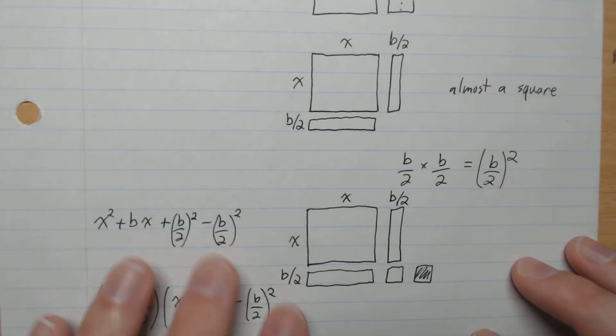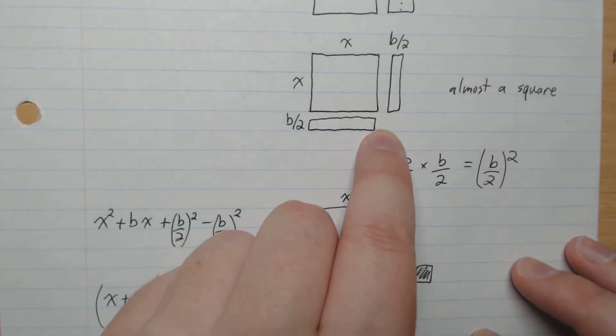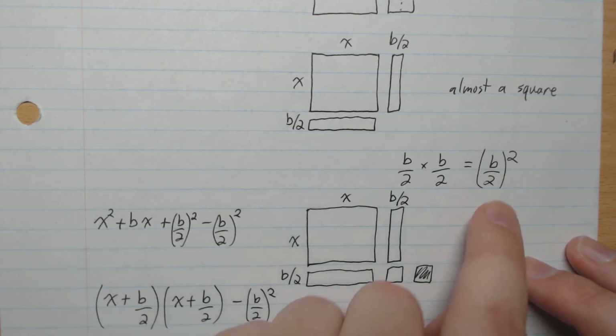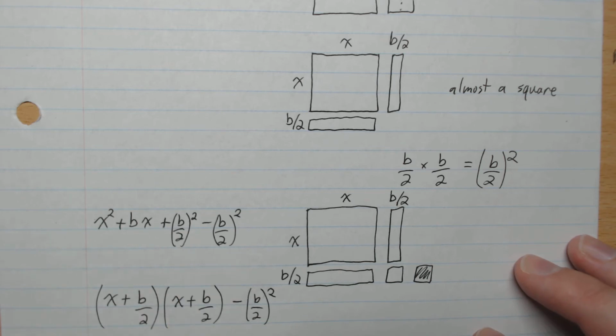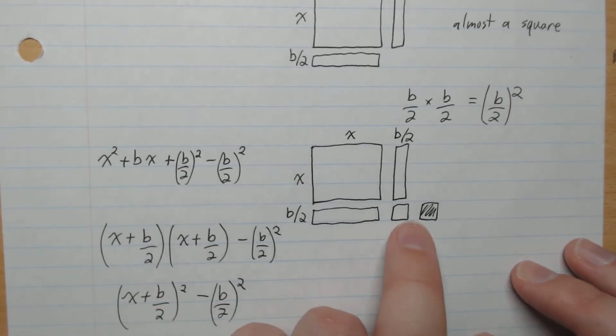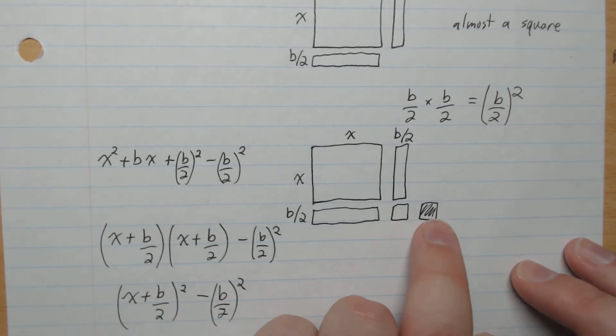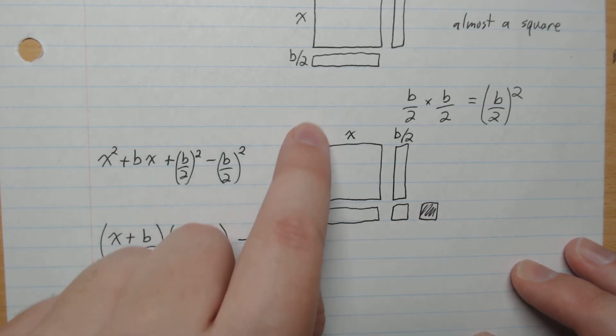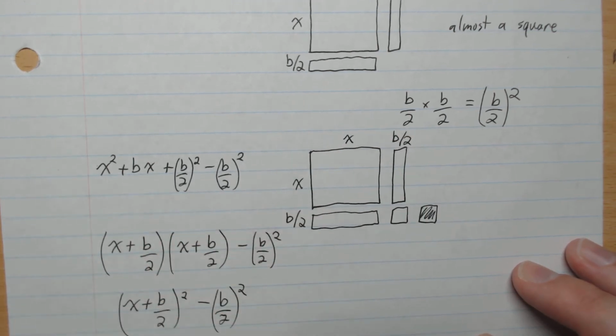And so the piece that we're missing is b over 2 times b over 2 like that, right? So b over 2 squared. So what we're going to do is add it and subtract it like that. And so here we have it. We added b over 2 squared minus b over 2 squared like that. And we see that we now have a square.